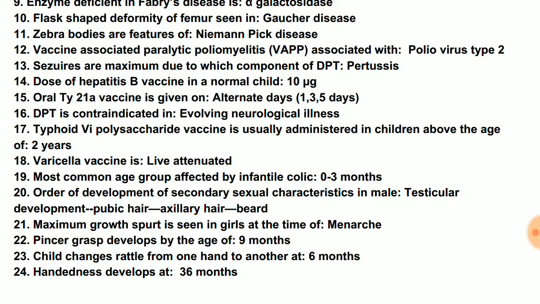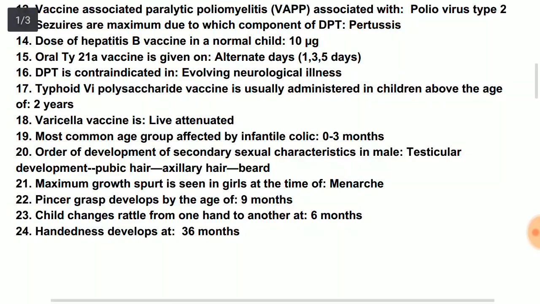Vaccine associated paralytic poliomyelitis is associated with poliovirus type 2. Seizures are maximum due to which component of DPT? Pertussis component. Dose of hepatitis B vaccine in a normal child is 10 micrograms, and it is included in universal immunization recently. Oral typhoid Ty21a vaccine is given on alternate days, that is days 1, 3 and 5.